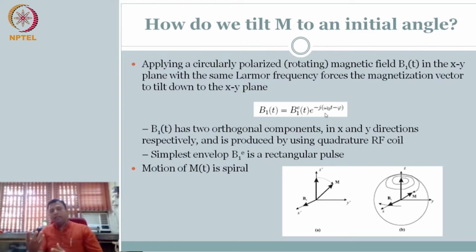So however, in 3D coordinates, if you see, which is shown in the B, it is going to be a spiral. So it is all consistent. You have to train yourself to visualize this further.